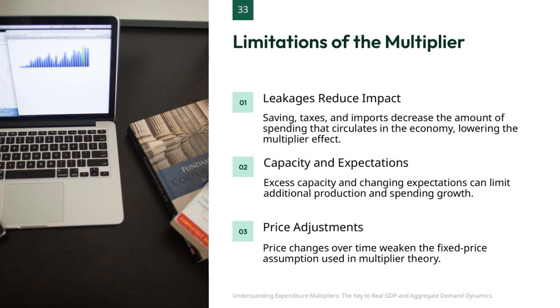For example, if businesses are already operating near full capacity or consumers anticipate slower growth, the multiplier won't trigger as much expansion. Finally, price adjustments over time also complicate things. When prices change, it weakens the fixed price assumption that multiplier theory relies on, making the actual effect less predictable. These points highlight why the multiplier effect, while useful, has practical limitations in real-world economic situations.